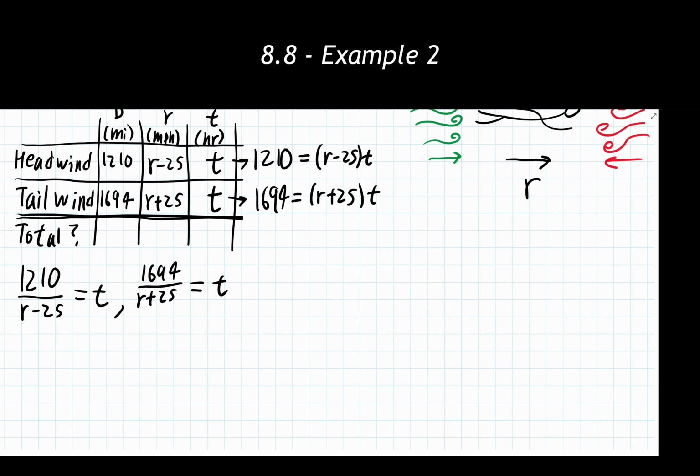I know that these two times are equal to one another, so I can set these two equations equal to one another. And I'm getting 1,210 over r minus 25 equals 1,694 over r plus 25. And from here, I can now solve this using any algebraic methods or procedures that we've learned in the past. Here I'm seeing a fraction equals a fraction, which means I can do cross multiplication.